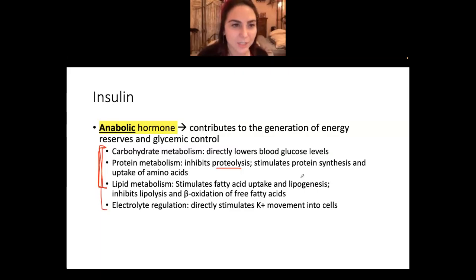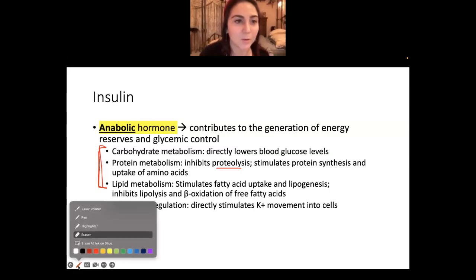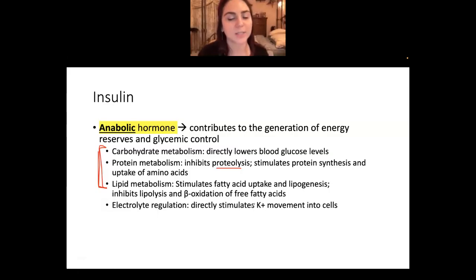So remember, beta oxidation is going to be of those free fatty acids. It's going to inhibit that as well, because that would be breaking down fatty acids. Insulin's not about it. And then don't forget that insulin, we're going to talk about this with one of the medications, you have to supplement with glucose, and you have to monitor potassium.